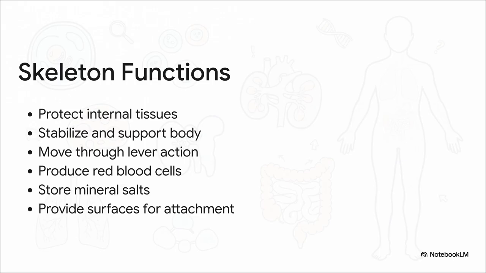On top of that, bones are highly active living organs. They perform a process called hematopoiesis, meaning they literally manufacture red blood cells right there inside your bone marrow. Plus, they act as a massive storage vault, holding on to roughly 99% of your body's calcium, all while providing essential attachment points for your muscles, ligaments, and tendons.